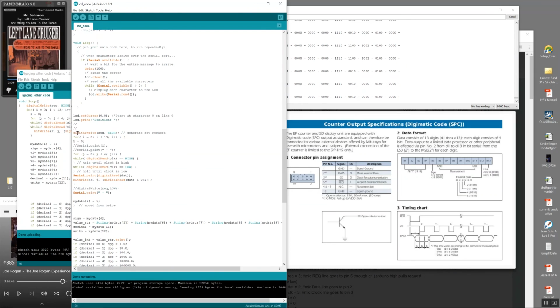Okay, so looking at the code here, we've got our pins already set up, and then what we're looking for is we're sending a request. So this is our request pin. We're gonna set that to high. And we saw that on the oscilloscope, that's what triggers the data to be output.